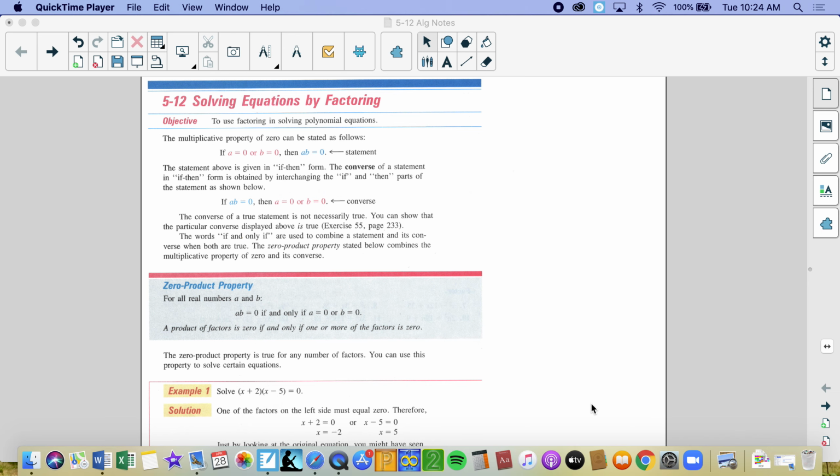All right, welcome back to quadratic equations, or polynomial equations. Quadratic is to the second power, but we're going to deal with things to the third power, fourth power, fifth power, etc. But this will sort of make sense on why we were factoring.